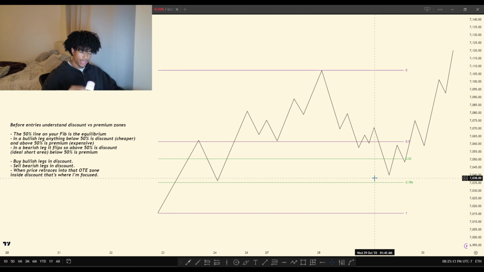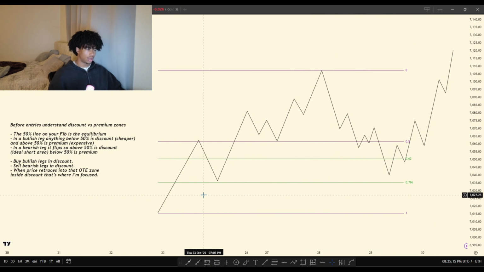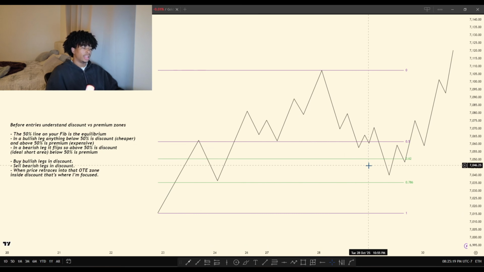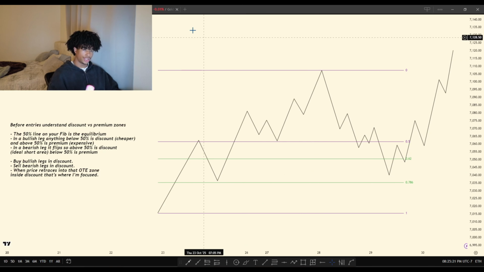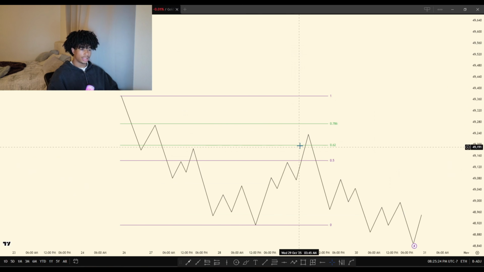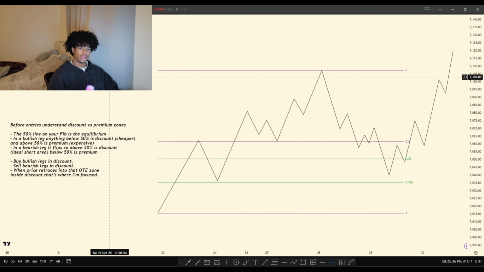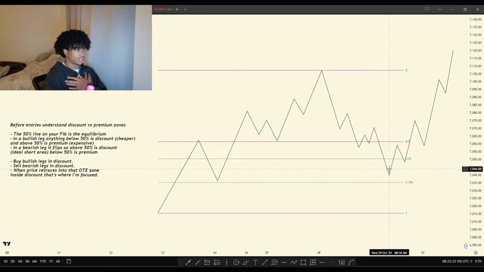Now let's look at some general rules of what we've just been talking about. So buy bullish legs in discount. Bullish leg, ideally you want to buy in discount, of course, better entry, and short bearish legs in discount as well. And if price retraces to this OTE, this green zone, this is where I'm personally a lot more interested. Now we'll talk about OTE in just a second, but let's come back to discounted prices of the range. I want to tell you guys something really quick.